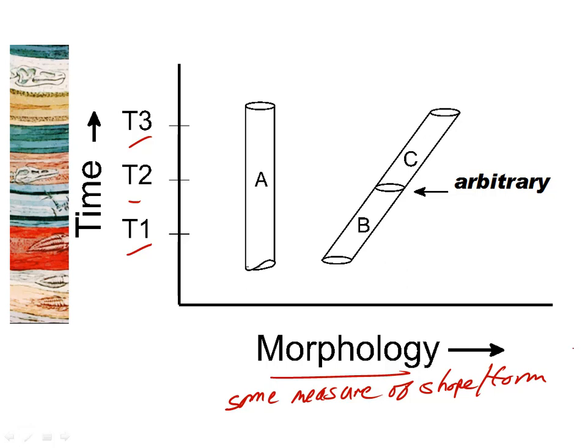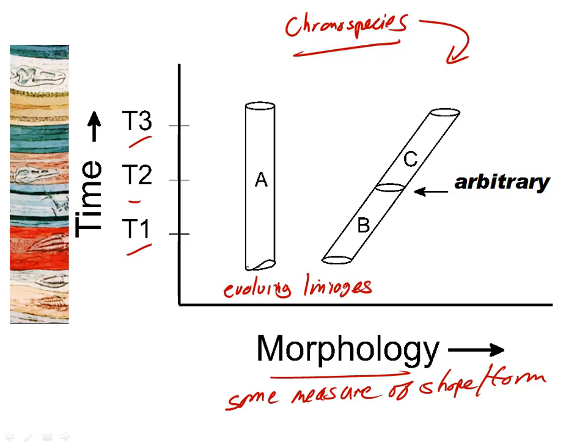Okay, so what's this showing? Now, we are trying to illustrate here a chronospecies, and that's going to be illustrated over here on the right. Both these diagrams are supposed to represent evolving lineages. So A is technically not evolving, so there's no morphological change over time in lineage A. It's just staying the same over that period of time.